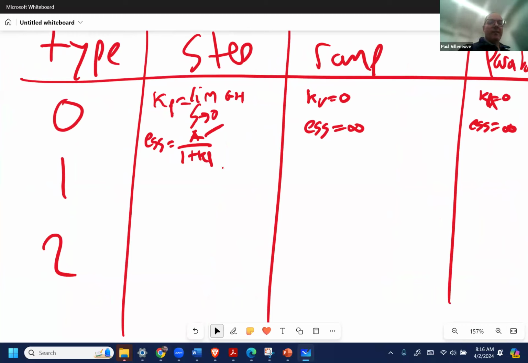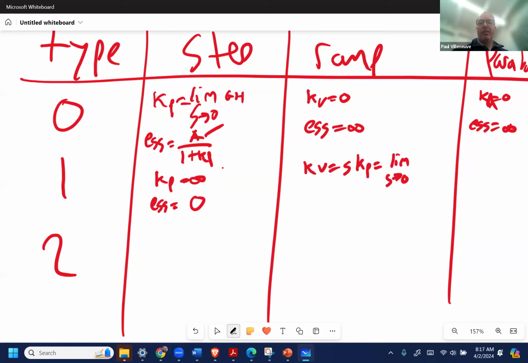A type 1 system, now we're going to calculate. So this one we don't even need to calculate. We know that K sub P is going to be equal to infinity, and ESS is going to be equal to 0. Over here, now we can calculate the velocity constant, which is just multiplying the position constant by S, or taking the derivative of it. So it's S times K sub P, which is equal to the limit as S approaches 0, S G times H. And then my steady state error is A over K sub V.